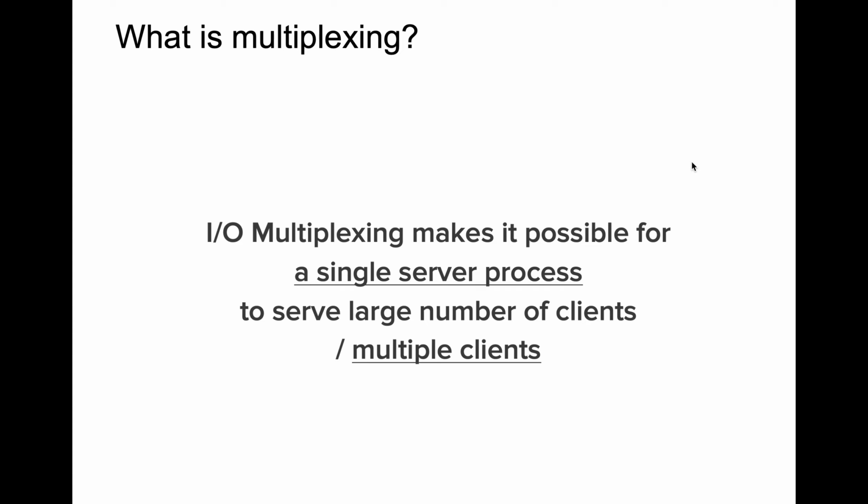First, to answer the question of what multiplexing is, we have to understand a single thing that we will be using in the multi-server and multiple client networking case. I/O multiplexing makes it possible for a single process server, not multiple processes, but just a single process server, to serve multiple clients, a large number of clients. So what we're dealing with is just one process working with multiple clients at the same time, and that is possible because I/O multiplexing allows us to do so.